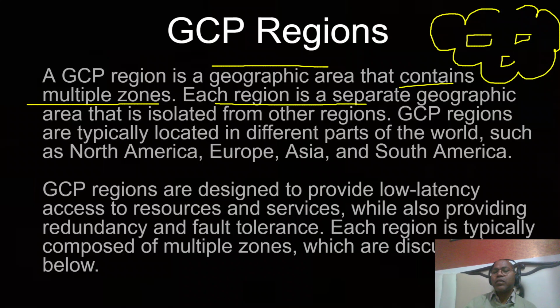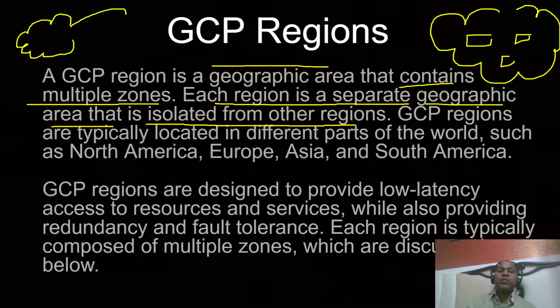So each region is a separate geographical area that is isolated from each other. So this is one region. Similarly, maybe another geographical region. For example, this is Asia, maybe Europe, maybe Africa, maybe North America, South America. These are the different big continents. A continent is very big, and within the continent there are multiple regions. So a region is a logical area. You cannot just say continent, because a continent is a very big area. Within the particular continent, there are different regions.